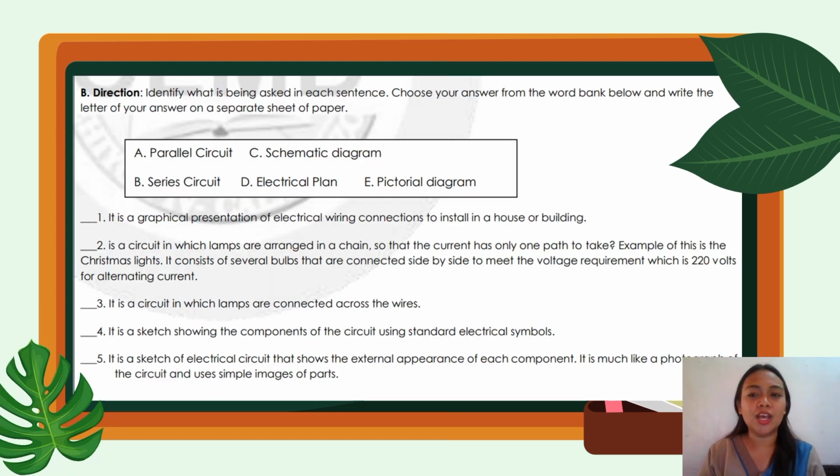Now, let's move on to activity number 2 or letter B. Allow me to read the instruction for you. Identify what is being asked in each sentence. Choose your answer from the word bank. So, this is the word bank. And write the letter of your answer on a separate sheet of paper. Wag na separate sheet of paper. So, para tipid tayo, you can use the sheet of paper that you used a while ago for part A.